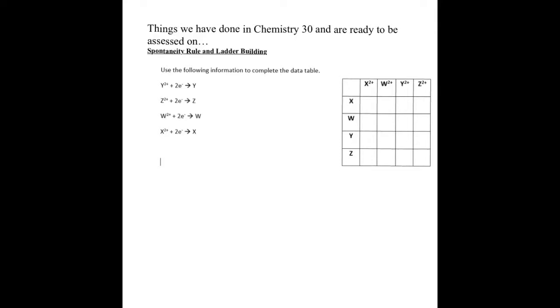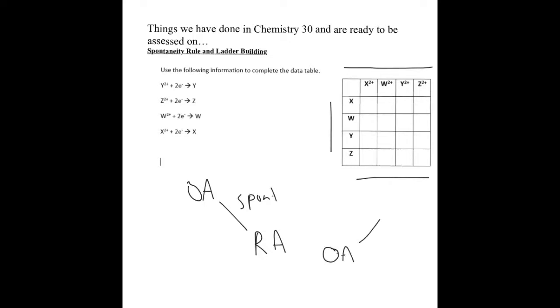So using stuff in tables or experimental evidence to build these ladders, which ranks OAs in respect to RAs. But the big idea is that if my OA is above my RA, that's a spontaneous reaction. And if my OA is below my RA, that's a non-spontaneous reaction. Remember that OA, so oxidizing agents, are things that are reduced, so they gain electrons. And reducing agents are things that are oxidized, so they lose electrons.